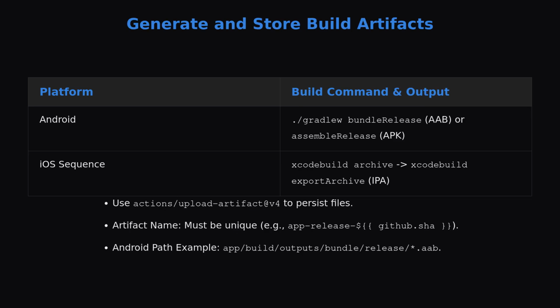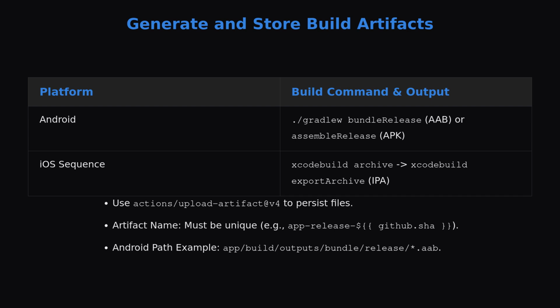After successful testing, generate the final distribution artifacts. Android requires ./gradlew bundleRelease for an Android app bundle, known as AAB, or assembleRelease for a standard APK file. iOS requires 2 sequential steps. First, xcodebuild archive, followed immediately by xcodebuild -exportArchive to produce the signed IPA file ready for distribution.